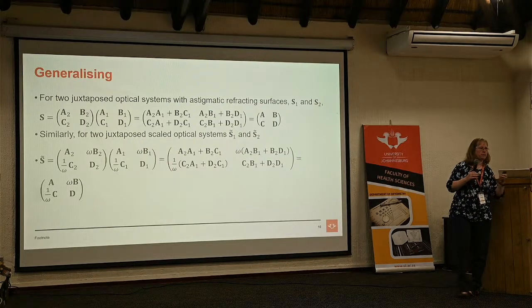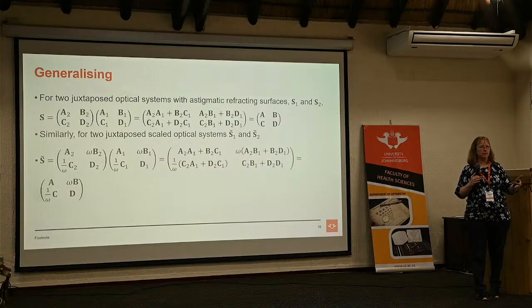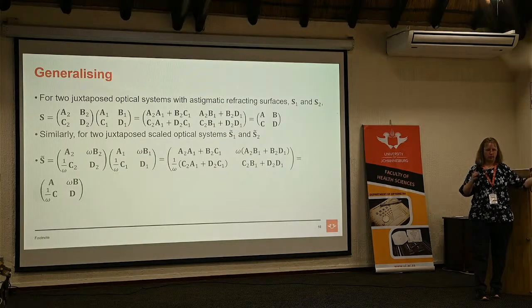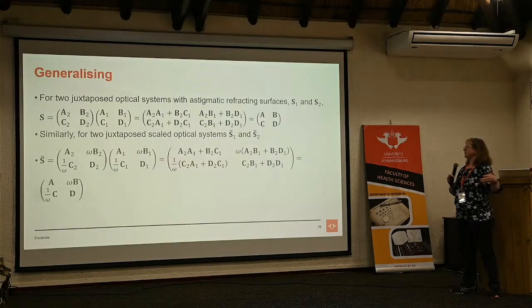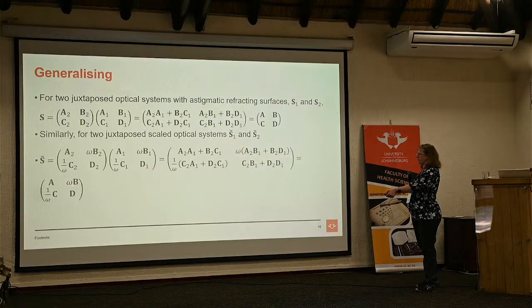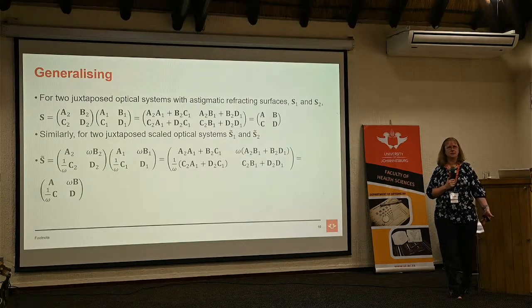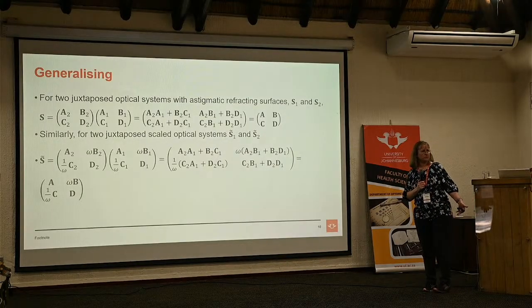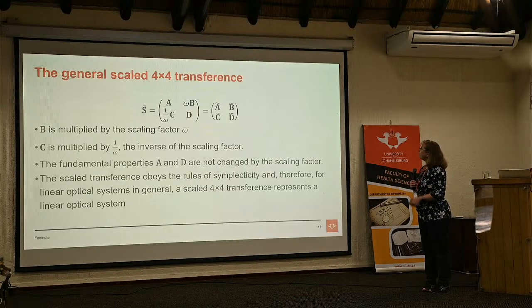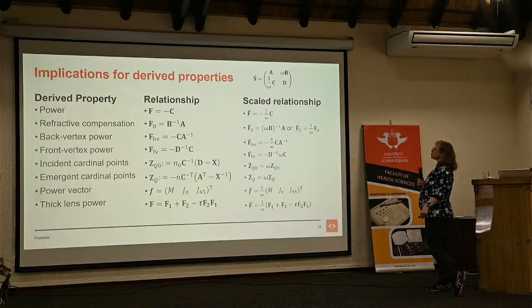And so we're happy that no matter how many components and elementary systems we have within our optical system, we can take the transference of that system and simply multiply B by our scaling factor and multiply C by 1 over our scaling factor. And so the scaling of a transference becomes very, very simple. Okay, so what are the implications?